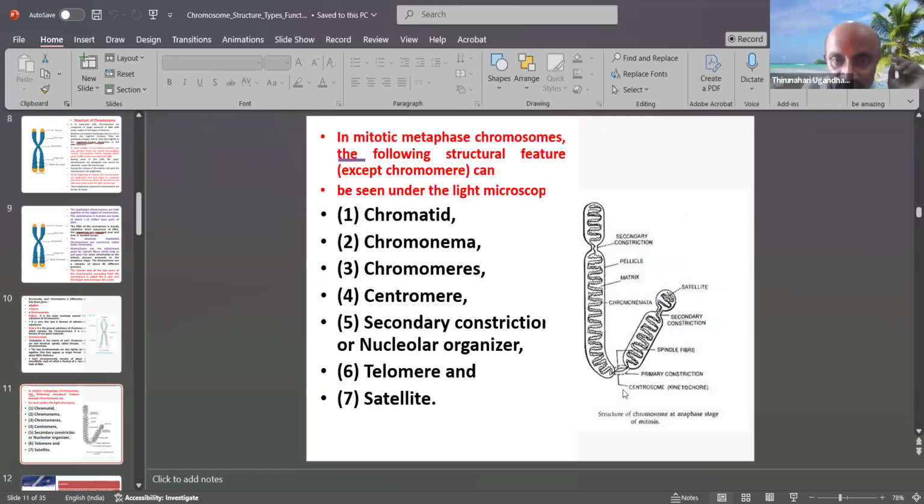A metaphase chromosome has the following structural features, except chromomeres, under the light microscope. Seven parts are there. First is the chromatid. Second is the chromonema. Third is the chromomeres. Fourth is the centromere. Fifth is the secondary constriction or nucleolar organizer. Sixth is the telomere. And seventh is the satellite. These seven parts are easily and conveniently seen under the electron microscope during the mitotic phase.